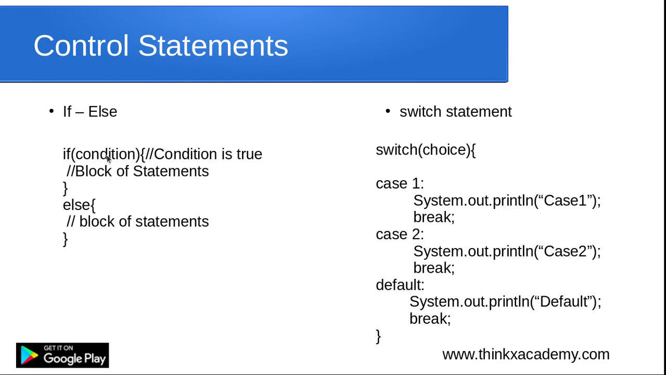So if the condition evaluates to be true, or 1, it is going to run the block of statements in between these curly braces. And if the condition is false, then it will move on to the else part, and then it will run the block of statements in the else part.